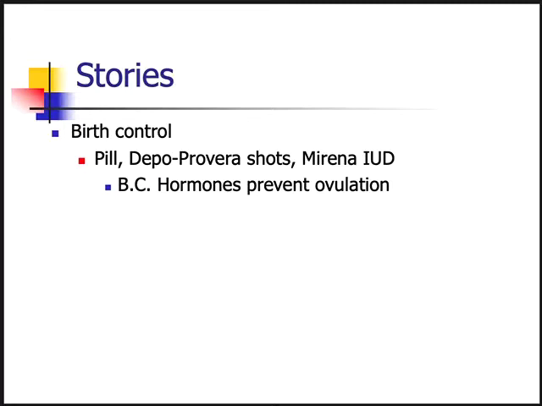Okay. Depo-Provera shots are a shot given typically in the arm every 3 months. It has, I believe, a larger dose of progesterone than the pills would give. Some people really like this.